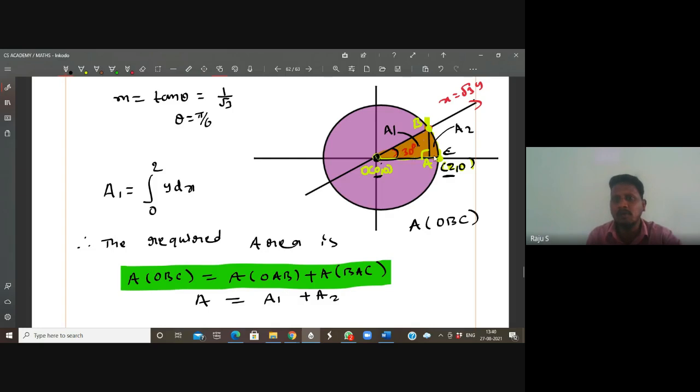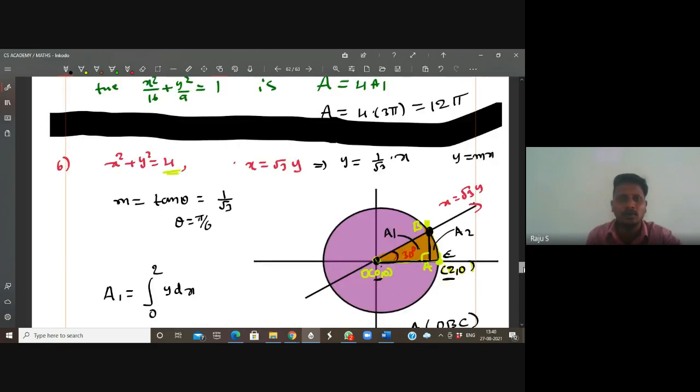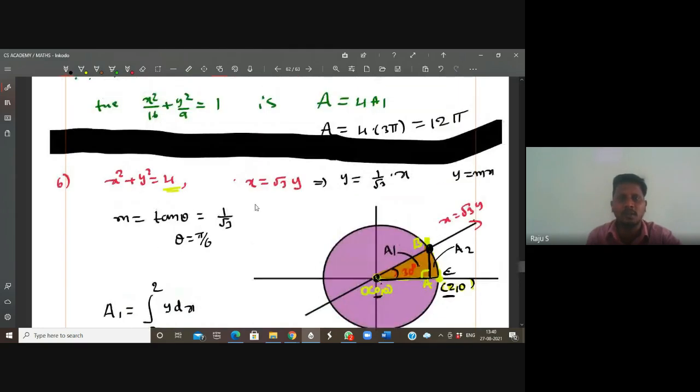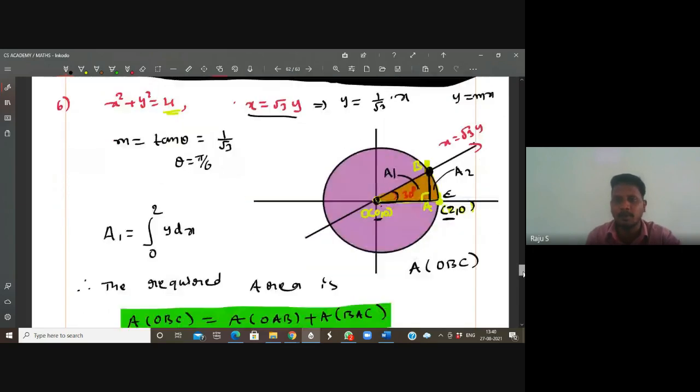A1 is a right angle triangle. When you know the base and height, we can easily find half into base into height. But what is the base and what is the height? To find base and height, we have to find the point B. Where is point B? Point B is the point of intersection of the circle as well as the line. So you have to solve the circle and the given line, and you'll get the common point of intersection.